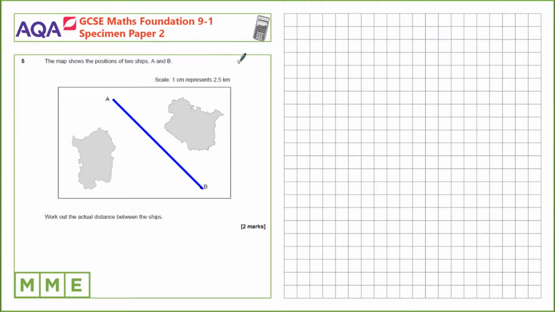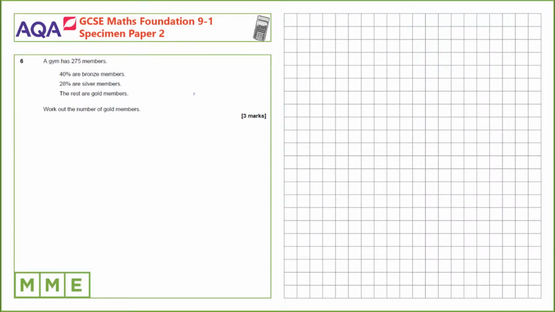Question 5. The map shows the positions of 2 ships, A and B. Work out the actual distance between the ships. The first thing we need to do is join the two, A and B, which I've already done, and then measure this distance with a ruler, which gets around 8.6 centimeters. Next we need to use the scale to convert this into kilometers. Each centimeter represents 2.5 kilometers, so 8.6 centimeters represents 8.6 multiplied by 2.5. We can put that into the calculator, it gets us 21.5 kilometers, because we've now converted into kilometers.